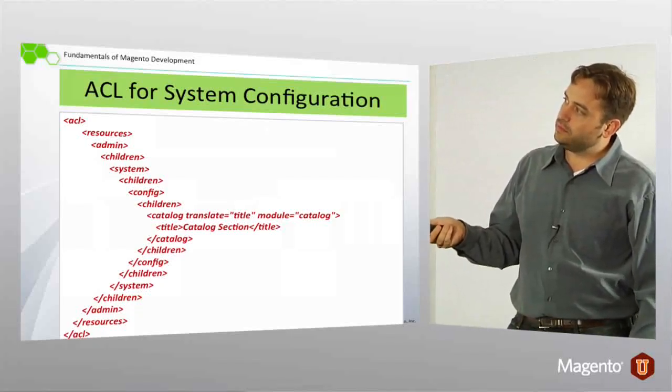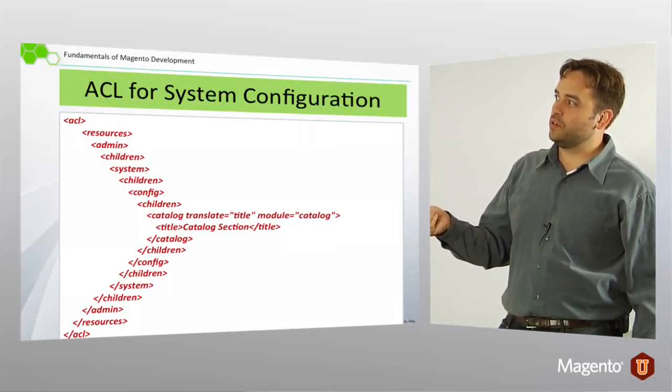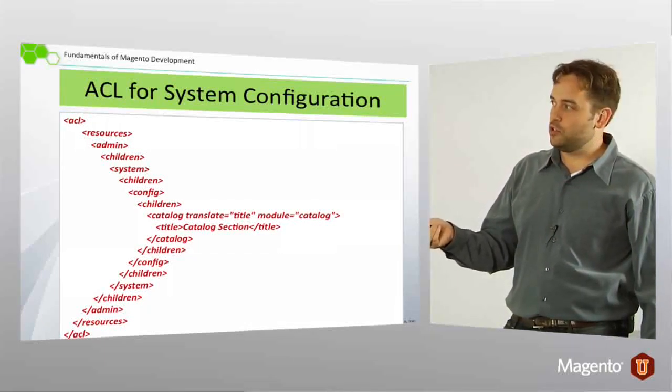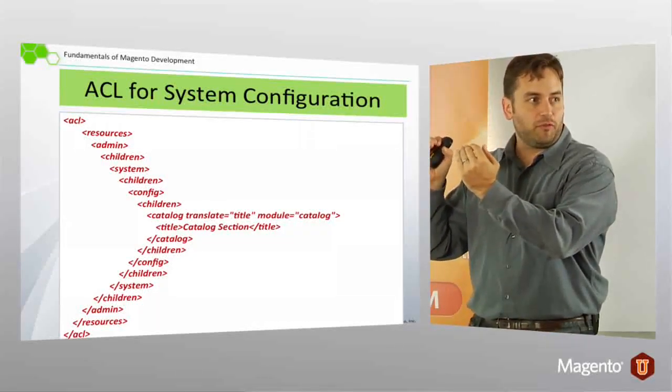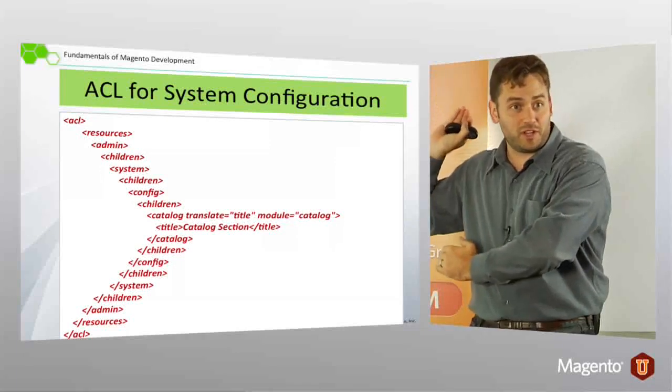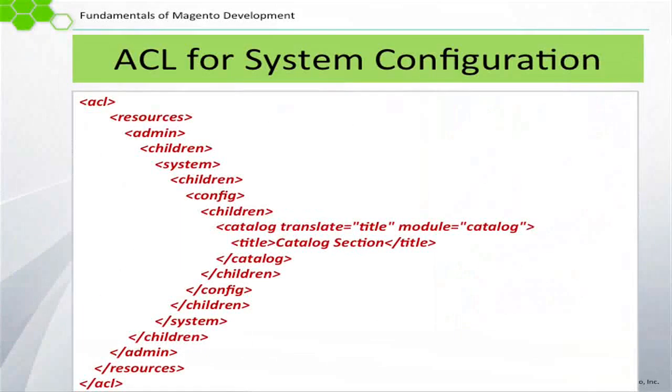And then system, children, config, children. And this is simply how we set up ACL for the different panels in system configuration. So those are the two things we can affect with the ACL. Items in system configuration and menu items in the admin.